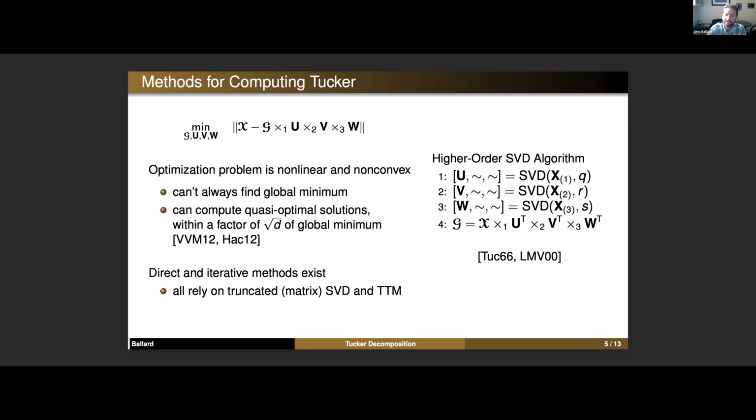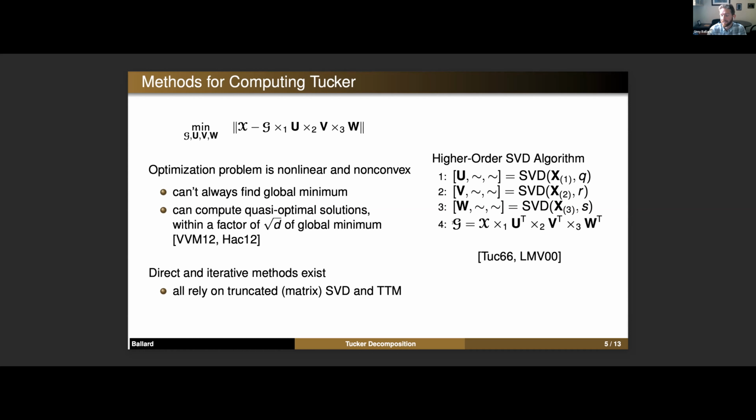You just keep that many left singular vectors. So I take the first Q left singular vectors of the SVD of the first unfolding, the first R of the second, and the first S of the third, and that gives me my factor matrices U, V, and W. To get the core, I do this multiple TTM operation with the transposes of the factor matrices and compute my core. And then I'm done. So that's the end of my algorithm.